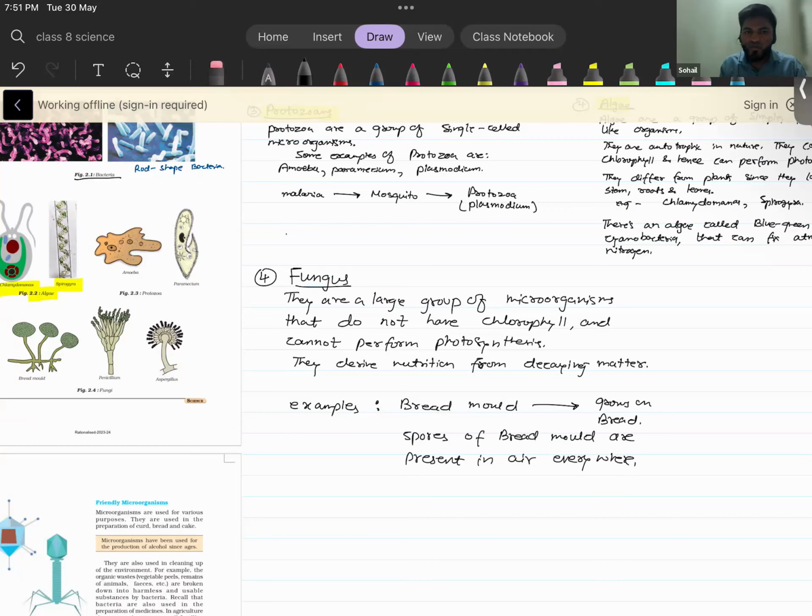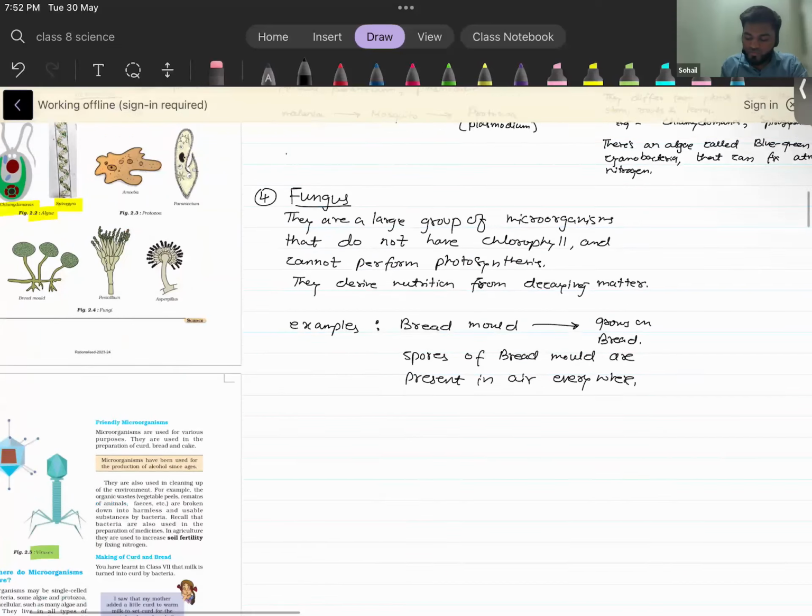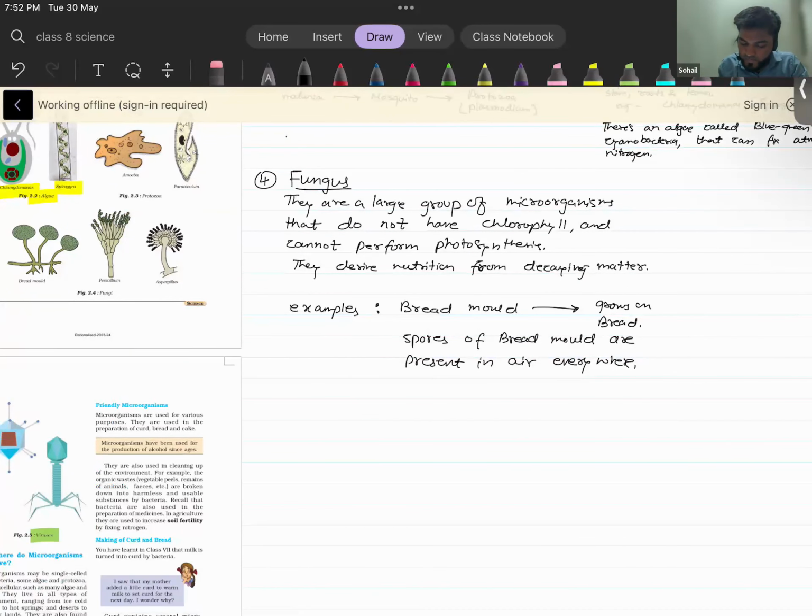Now, what are some other examples of fungus? Mushrooms. Okay. So the first one is the bread mold. Another example is mushrooms. Some mushrooms are edible, and some mushrooms are not edible, right? Now we have other fungus also.